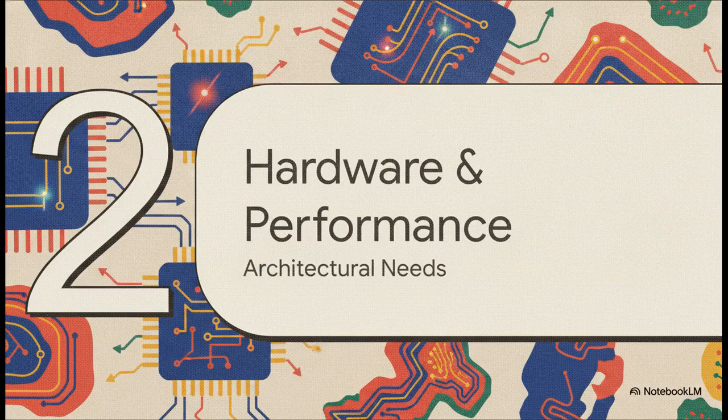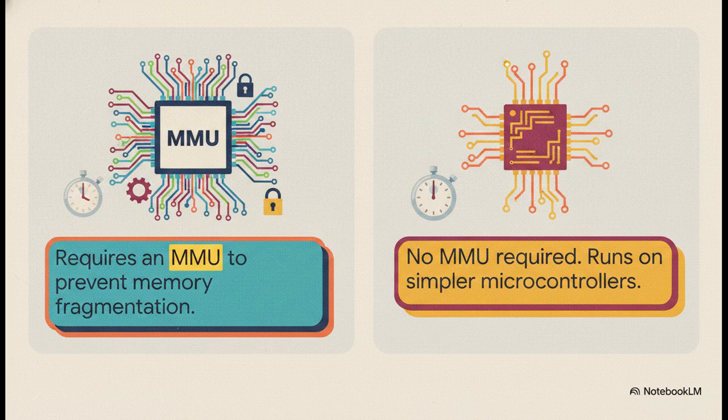Moving right along to section 2, hardware and performance needs. This right here brilliantly illustrates the fundamental architectural divide between the two. Embedded Linux absolutely requires an application processor with a memory management unit, or MMU. That MMU virtualizes memory, it prevents fragmentation, and it protects your whole system. But, and this is a big but, that MMU demands a lot of memory and a really complex boot process. FreeRTOS doesn't need an MMU at all. It runs perfectly on those much simpler, highly efficient microcontrollers.